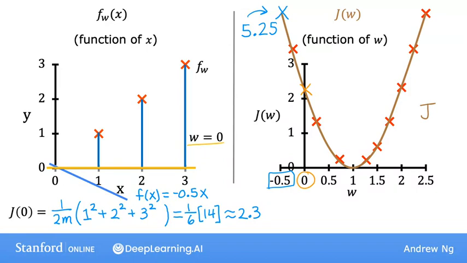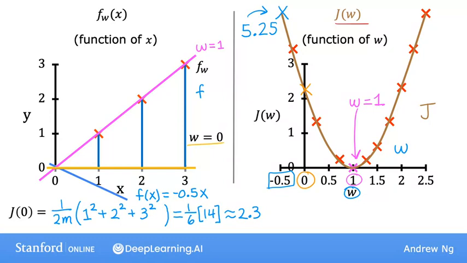To recap, each value of parameter w corresponds to a different straight line fit, f of x, on the graph to the left. And for the given training set, that choice for a value of w corresponds to a single point on the graph on the right. Because for each value of w, you can calculate the cost j of w. For example, when w equals 1, this corresponds to this straight line fit through the data, and it also corresponds to this point on the graph of j, where w equals 1 and the cost j of 1 equals 0.